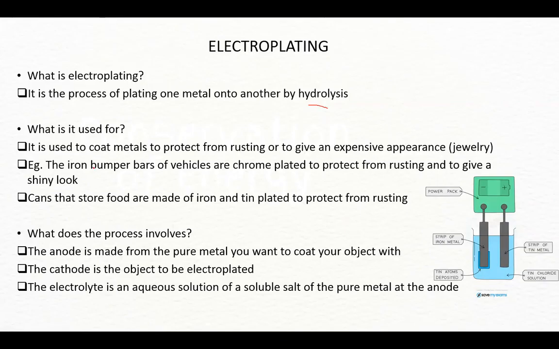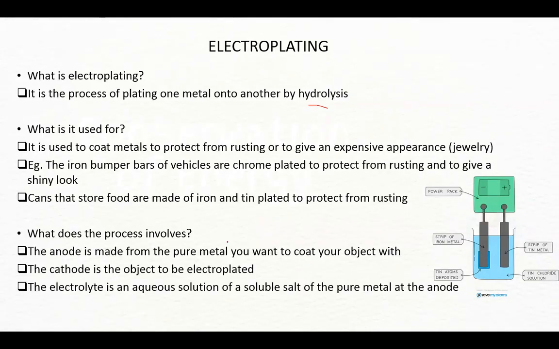So an example, the iron bumper bars of vehicles are chrome plated. One, to protect it from rusting, and two, to give a nice shiny expensive look. And a next one, cans that store the food. So cans that we'll get in grocery stores with our beans and corned beef, all these different things in it, are made of iron and they are tin plated. The reason why they are tin plated is to protect them from rusting.